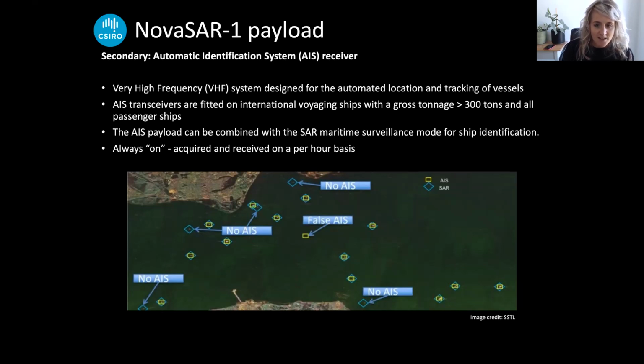As you can see in this example here, it's possible to detect ships in the SAR imagery, shown by the blue diamonds, that are not sharing their location information via AIS, which is shown by the yellow rectangles. And these may be identified as suspicious targets.